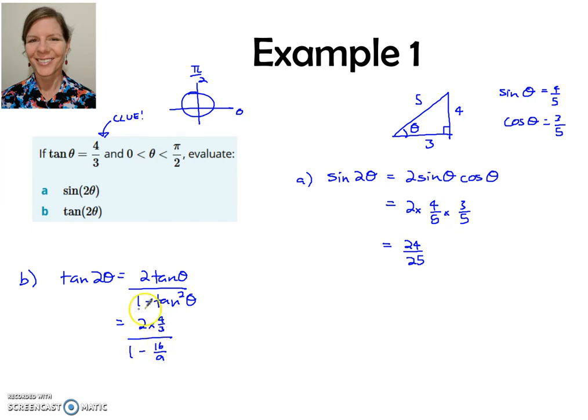Okay, and if you work all that out, what you end up with is minus 24 over 7. So a little bit of fraction manipulation and juggling there, but that's what you should come out with.